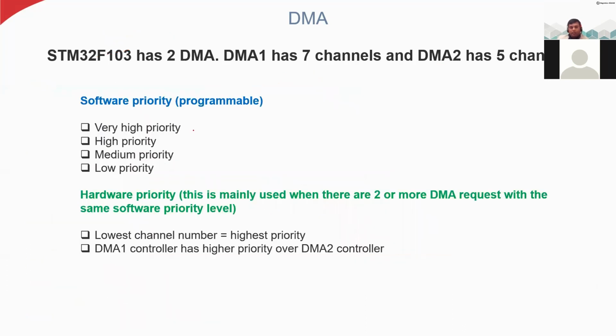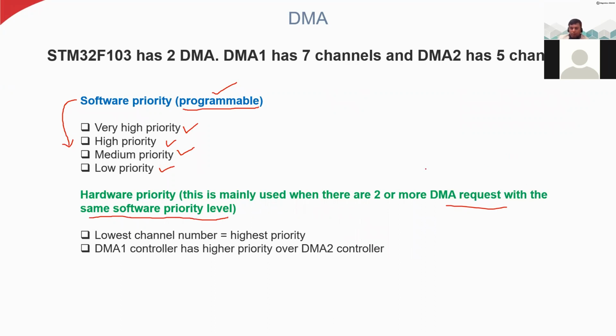Now let us see. Software priority is programmable, meaning you can program it. For example, the screensaver is an event, and it's also an interrupt. You can set up the priority as very high, medium, or low. These are software-based priorities. It's programmable and flexible. And hardware priority is mainly used when there are 2 or more DMA requests with the same software priority level.